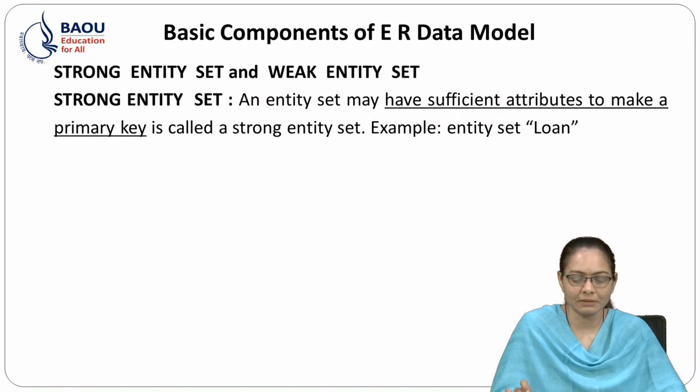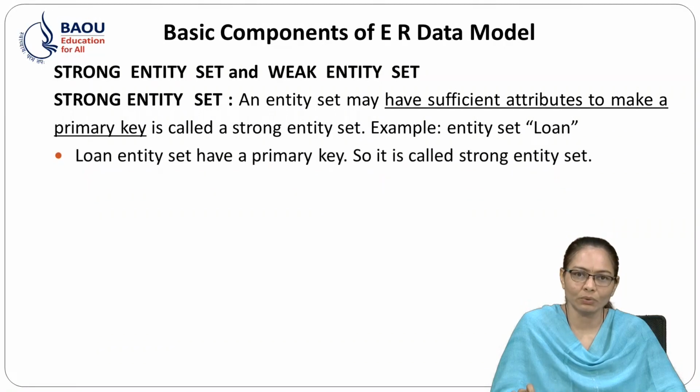For example, entity set loan. The loan entity set has a primary key, so it is called a strong entity set. The loan entity set has a loan ID and loan ID contains unique data. So loan ID is called the primary key. So a strong entity means the loan entity set has a loan ID attribute which is the primary key.